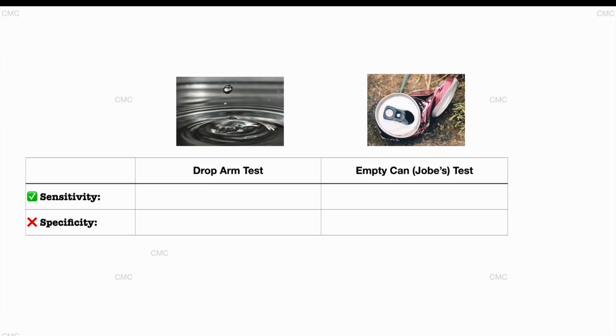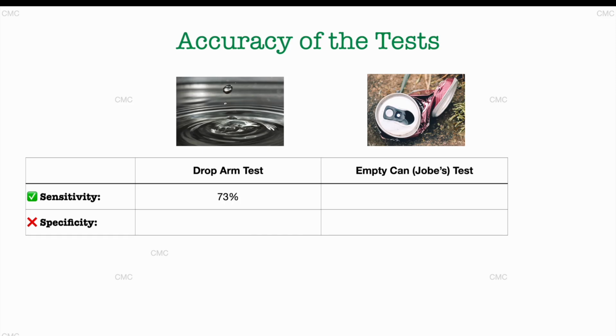Before we go on to demonstrating the drop arm and empty can tests, here's a bit of information about their accuracy so that you can take these clinical examinations with a pinch of salt. The drop arm test has a sensitivity of up to 73% and a specificity of 77% in detection of supraspinatus tears. In other words, the test will correctly identify a supraspinatus tear in 73% of the cases, and it will correctly identify the absence of a tear in 77% of the cases.